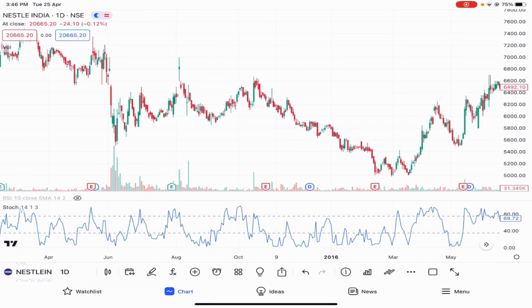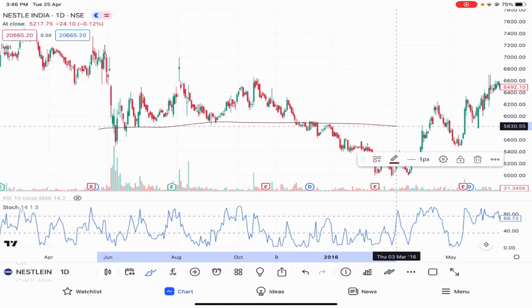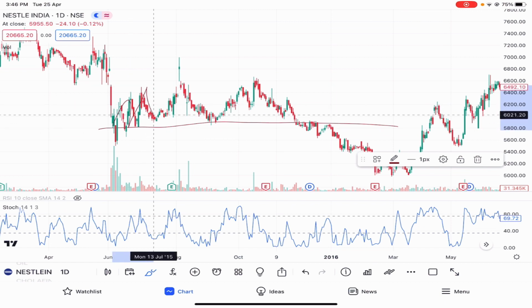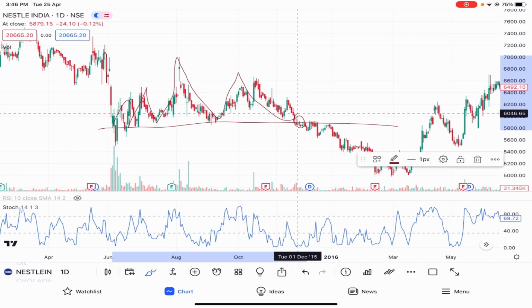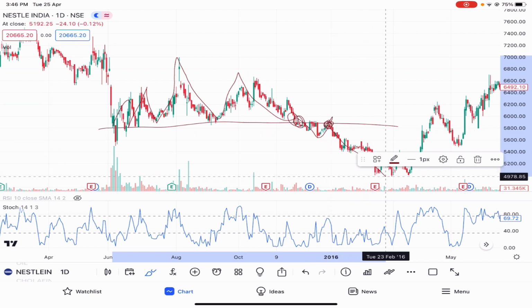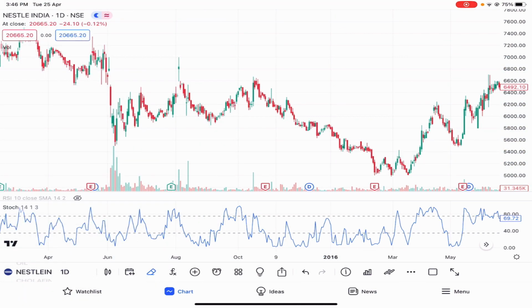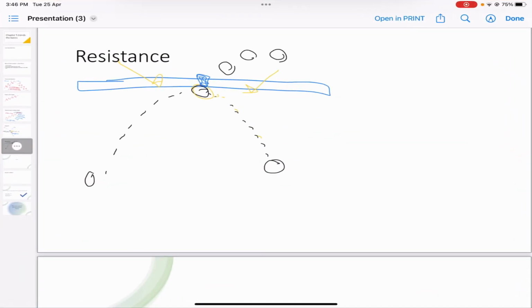Okay, now look at this. If you just see this support area over here, support going up, took support, went up, took support, went up. Now finally the support has been broken. The price tried to go up, took resistance from here and came down. You see that? So that is what I meant when I said that support becomes resistance when broken and resistance becomes support when broken. So I hope that is clear.